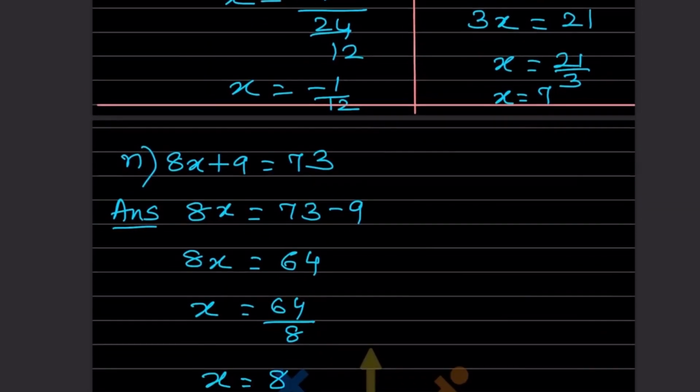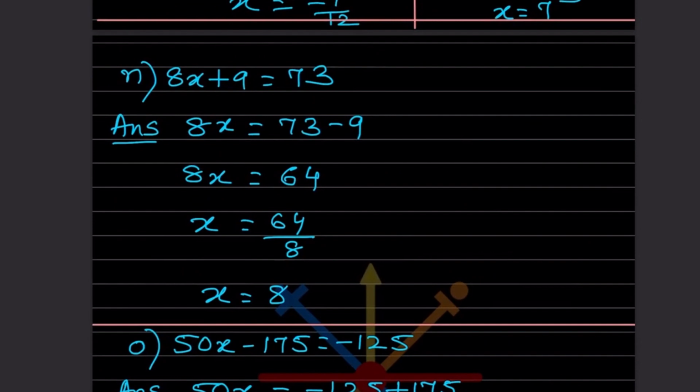Now the next one says 8x plus 9 is 73. So 8x is going to be what? 73. Plus 9 is going to be minus 9. When you subtract this, that is 64. So x is 64 by 8, that is 8. 8 ones are 8, 8 eights are 64.